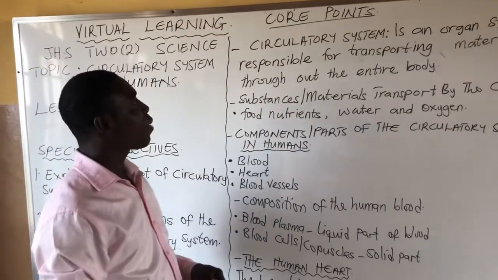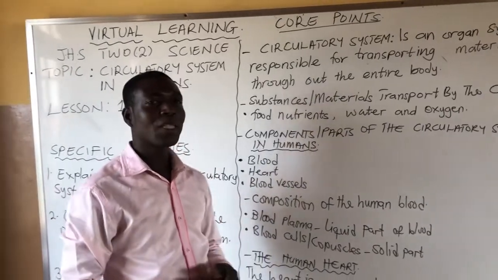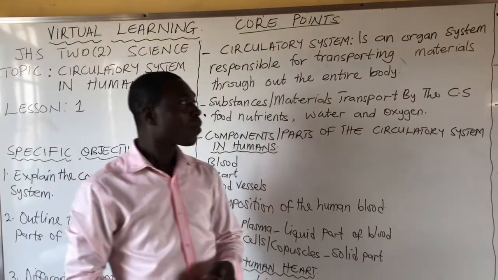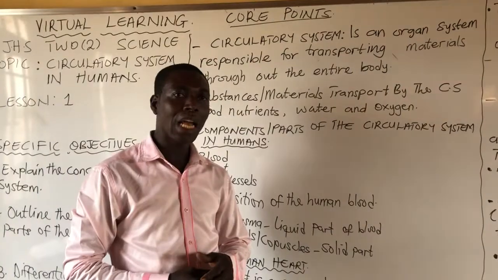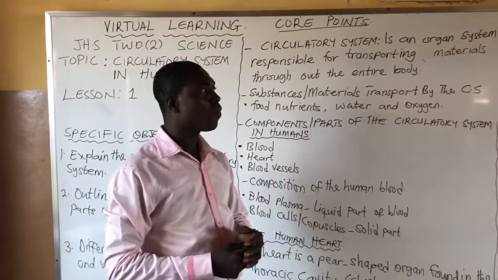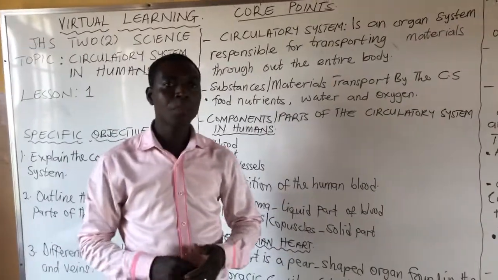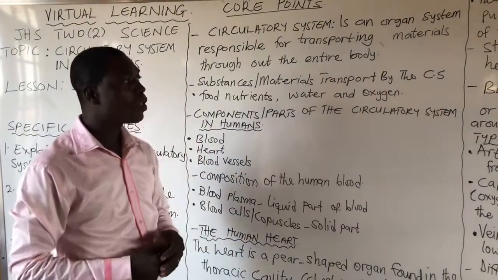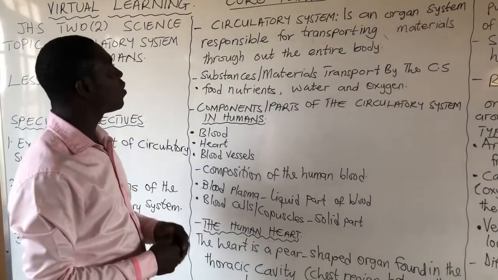Today we are looking at something new. We are looking at the circulatory system. And you know, as human beings or living things, we need certain life processes which make life possible. Our body is made up of a whole lot of systems. We have the respiratory system, circulatory system, digestive system, and the rest. But today we are looking at the circulatory system.